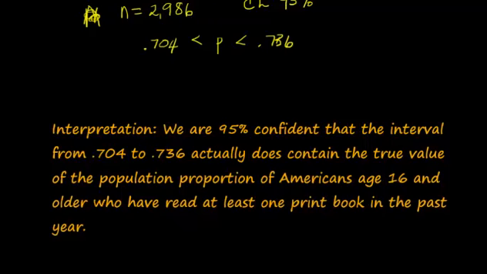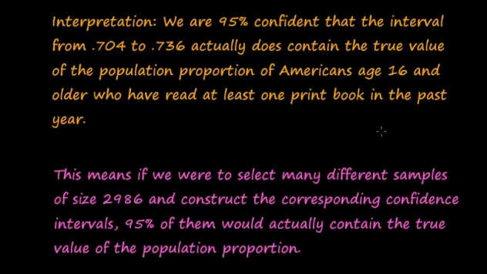Okay, and finally, just to restate this and where we're headed in understanding this, this means that if we were to select many different samples of that same size, they'd all have to be the same sample size, 2,986, and construct all those corresponding confidence intervals. From each one we could calculate a confidence interval. 95% of them would actually contain the true value of the population proportion. We can never be 100% confident of anything. So that's why we see these other confidence levels and not 100%.